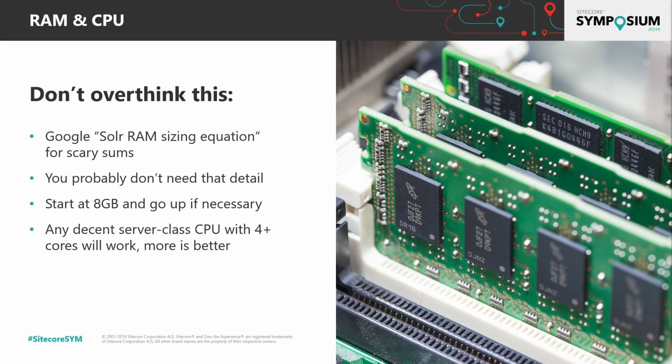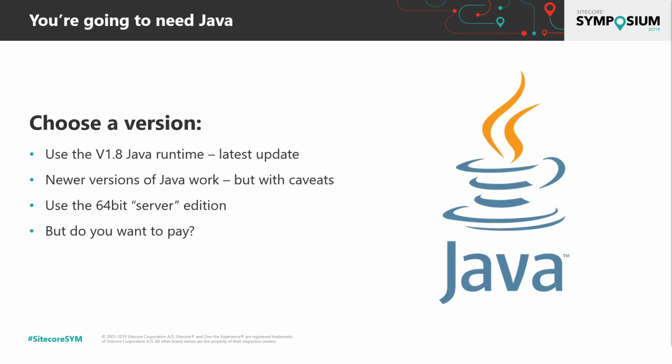Next thing is Java, and you're going to need that on all of these servers. Solr wants the latest patch of the version 1.8 runtime. You can use newer versions, but you'll have to Google for some extra steps. Get the 64-bit server version so that you can use all of your RAM.